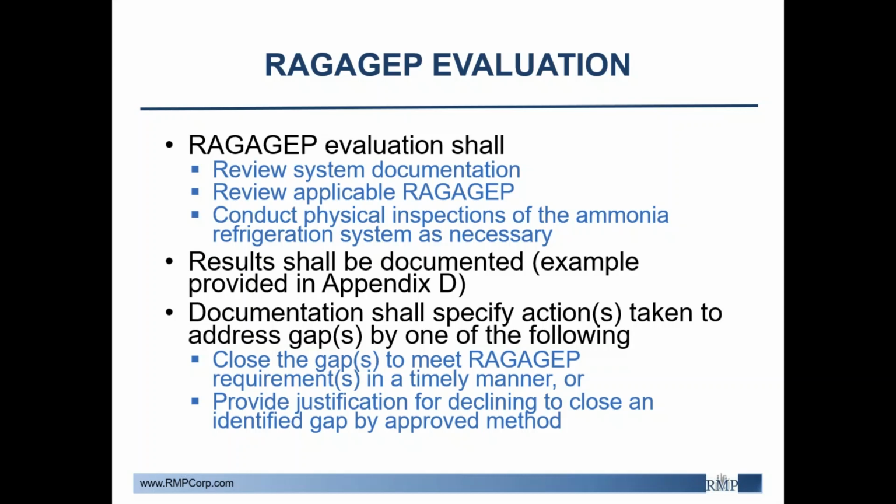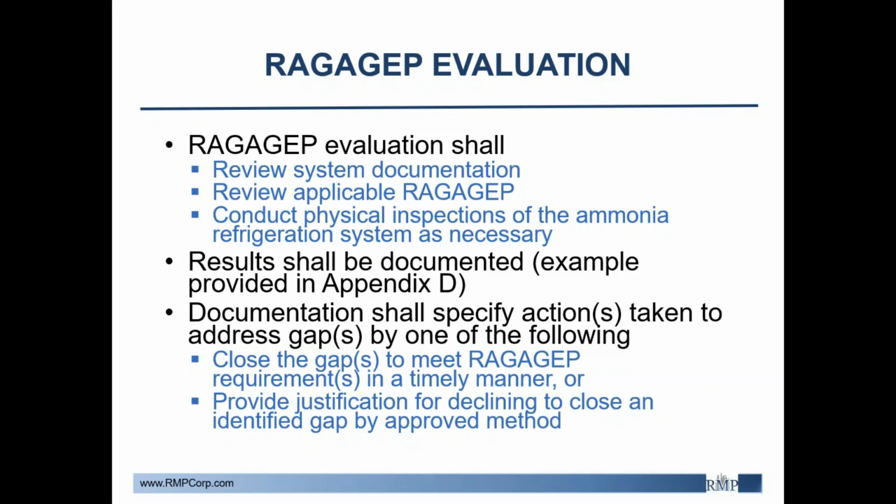Then documentation has to address the gaps. So if you find a recommendation or gap or finding in your evaluation, you essentially either have to close the gap by RAGAGEP standards, or you need to justify why the gap doesn't need to be closed by an approved method. So those approved methods listed in the standard would be some kind of semi-quantitative technique for risk-based ranking. So you could do similar PHA technique. You could use a LOPA technique to justify not doing it. You're basically to address the risk ranking and that the risk is not high enough to have to correct the deficiency.